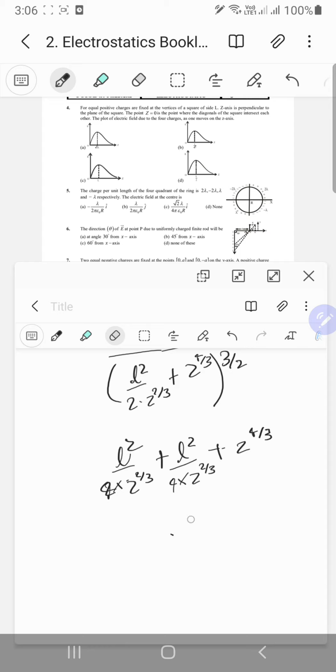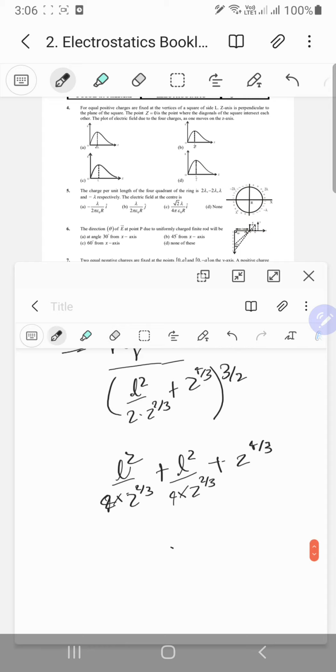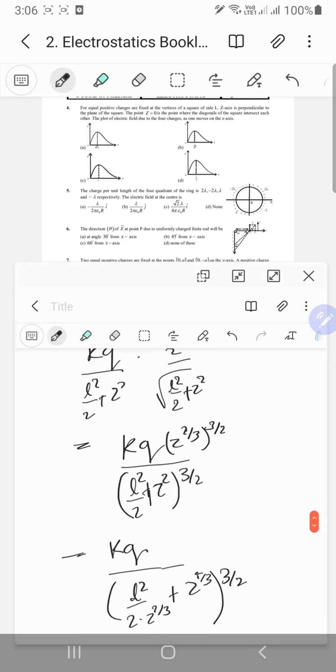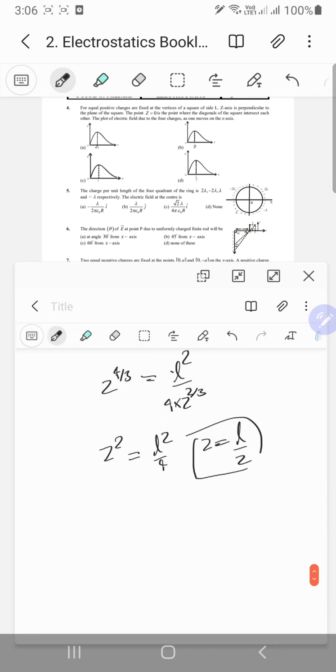But when does this happen? That's what we really want. So this happens when you have z to the power of 4 by 3 equal to L squared upon 4 into z to the power of 2 by 3. So that just gives z squared equal to L squared by 4. So z equal to L by 2. That's when you get the maximum. Okay, that looks nice. So at L by 2 you have the maximum thing.